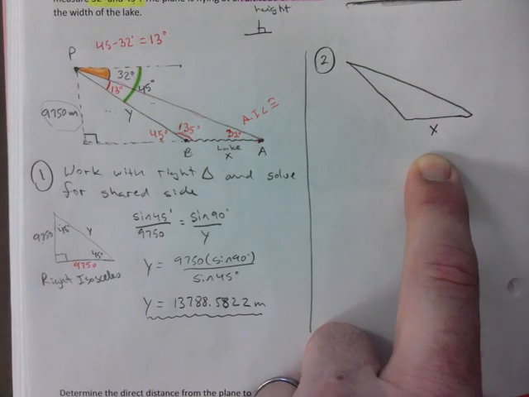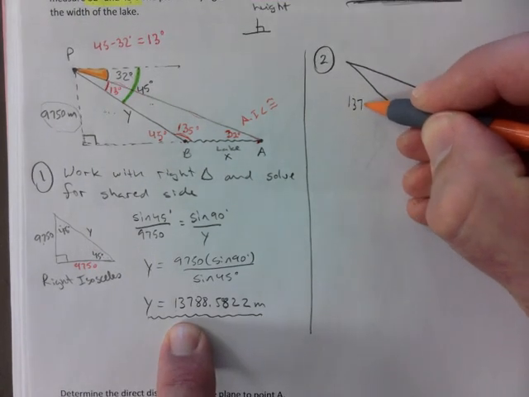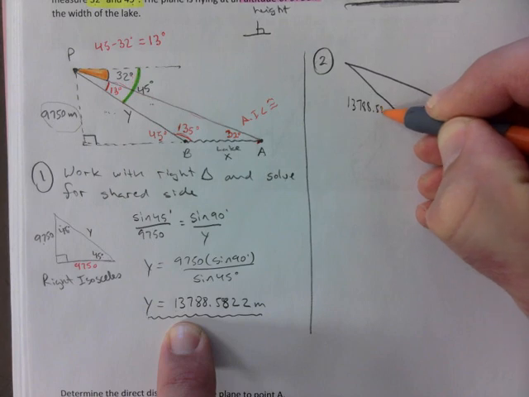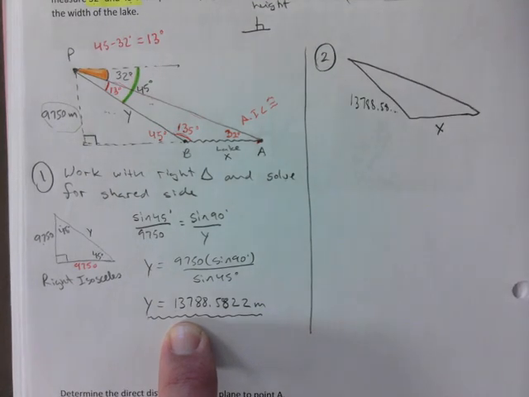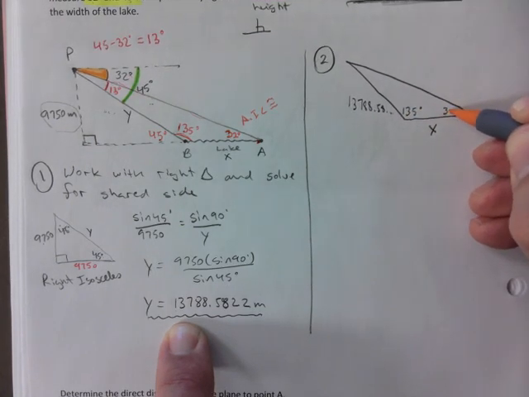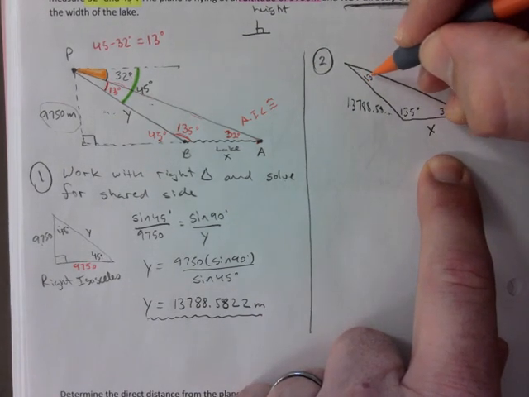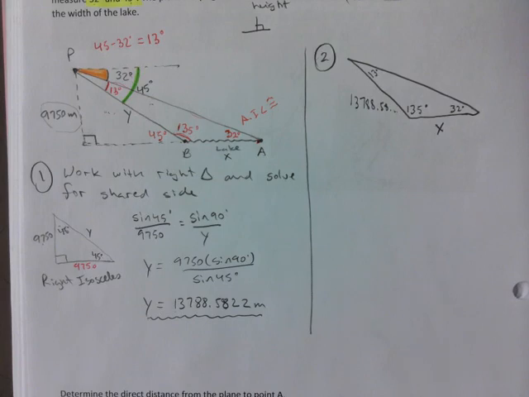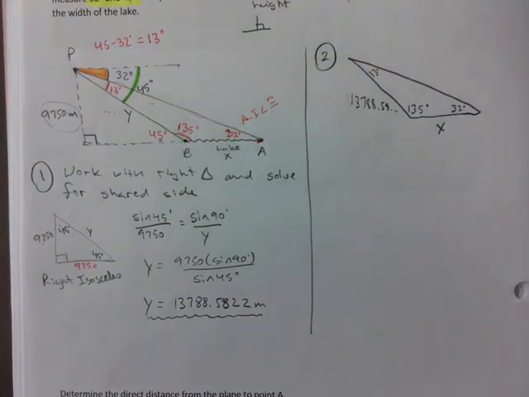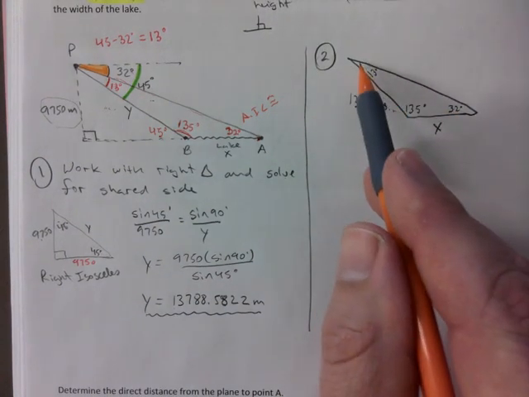This is x, that's the width of the lake. I now know that this is 13,788.58 something. I know that this is 135. I know that this is 32. And I also know that this is 13 up top. I know a lot of information about this triangle. I have a pair again, correct? It's very hard to see, but the 32 is across this side.